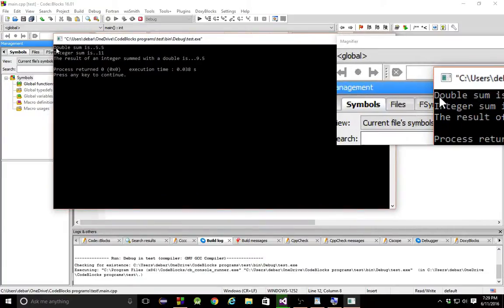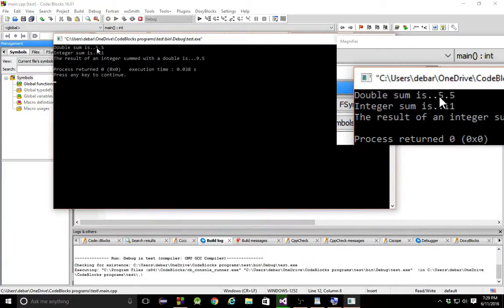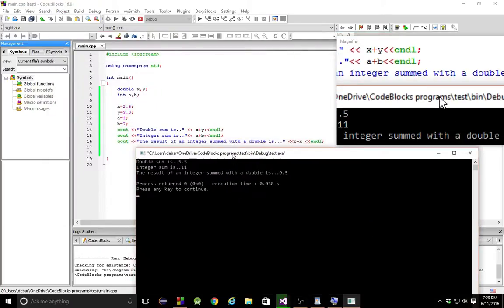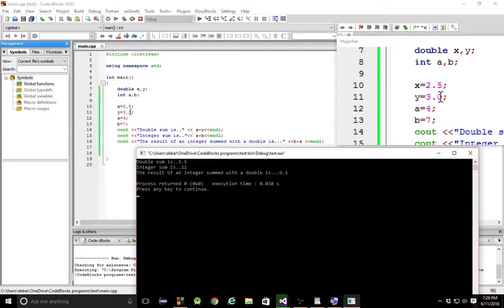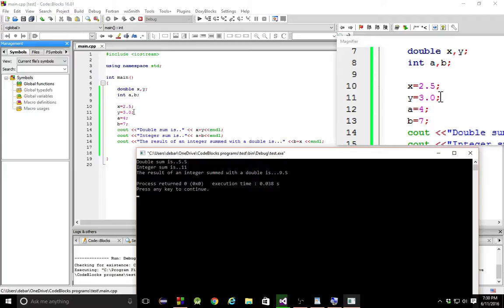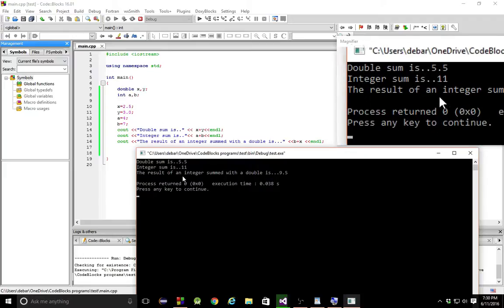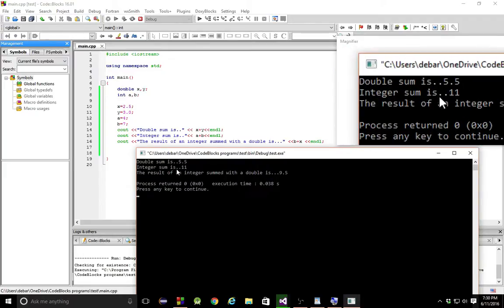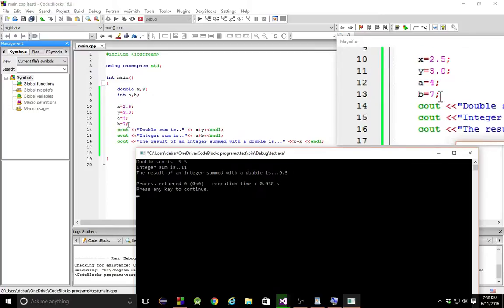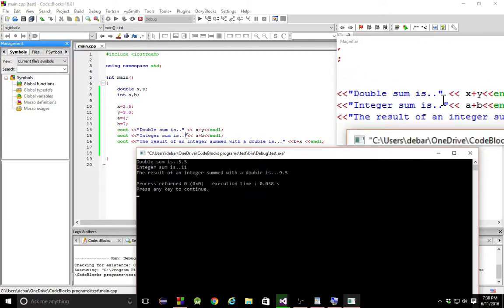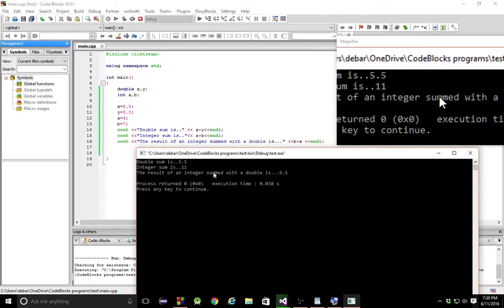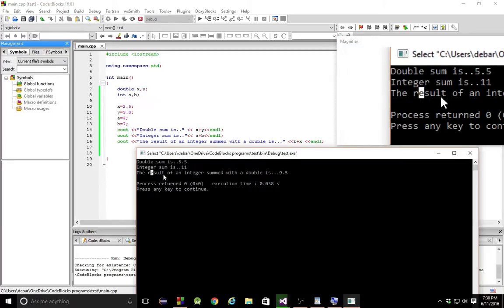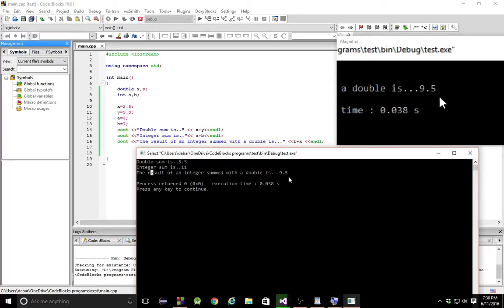That makes sense, of course. It's C++. Double sum is 5.5, so that makes sense. We took x and y, 2.5 plus 3, that's 5.5, the result. And then integer sum is 11. Well, that also makes sense because we have 7 and 4, that's a and b, that's 11. That makes sense. And then the result of the integer summed with a double is 9.5.